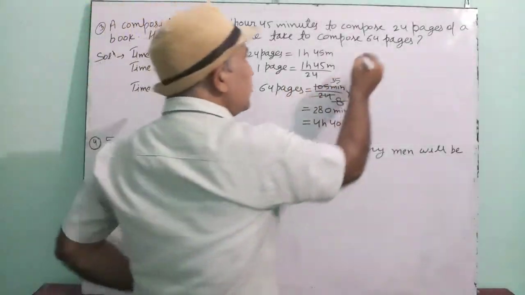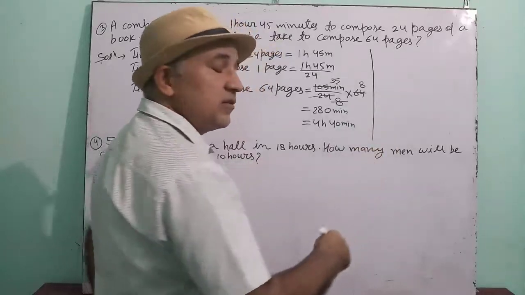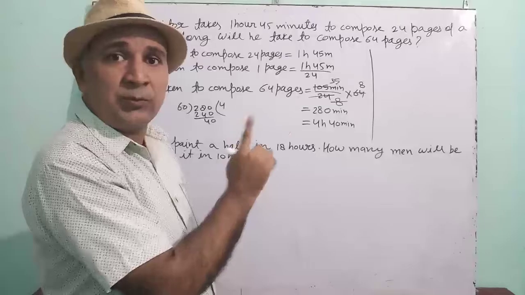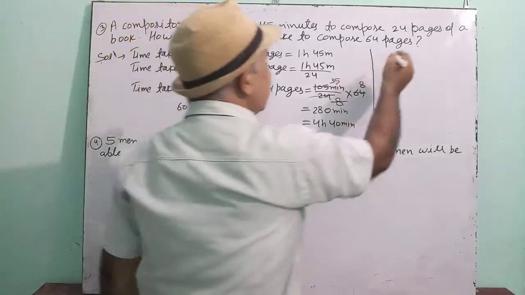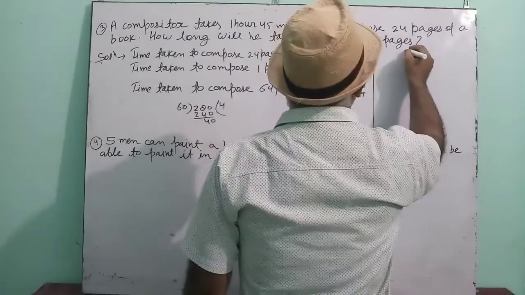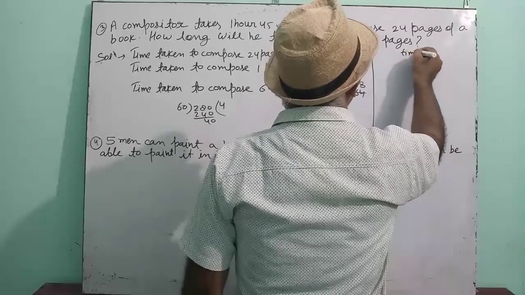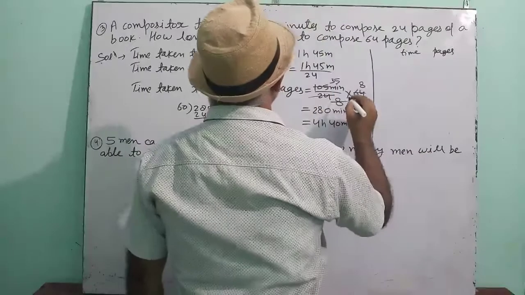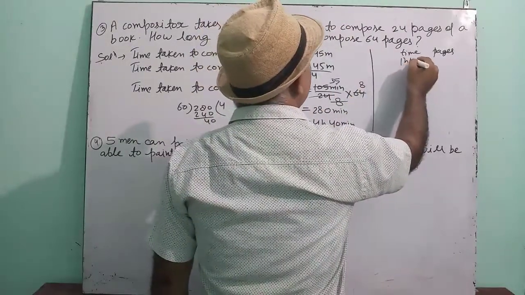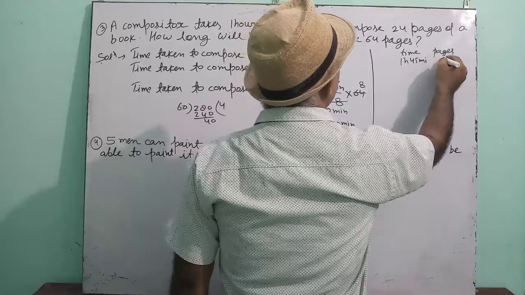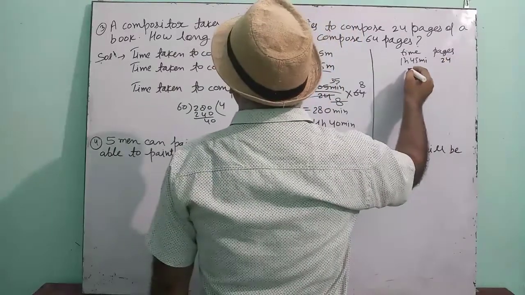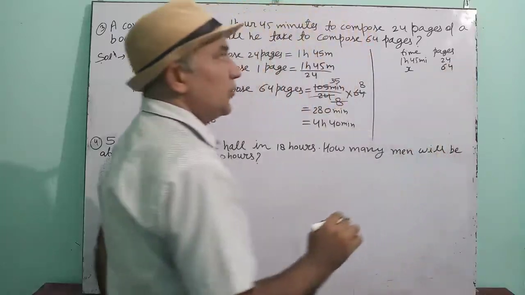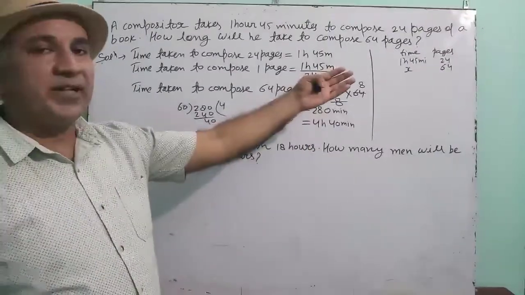So 4 hours 40 minutes is the answer. Okay. The same question you can do by another method also. One method we have done, the ratio and proportion method. One more method is there. See here. Write down on one side time and on one side number of pages. Time is 1 hour 45 minutes, then 24 pages. Then we have to find time, and pages is 64. See this one. This is the second method.